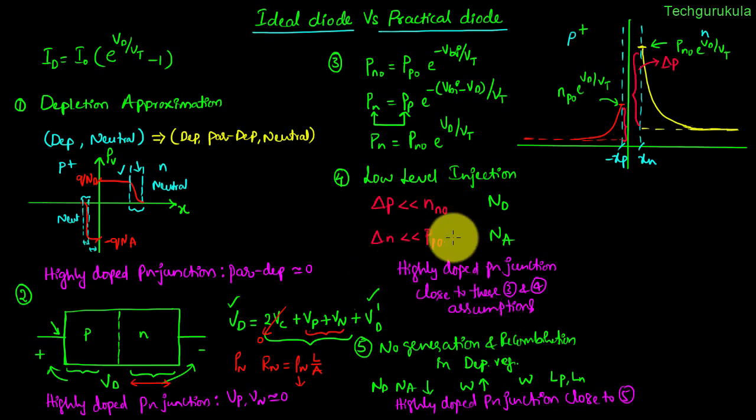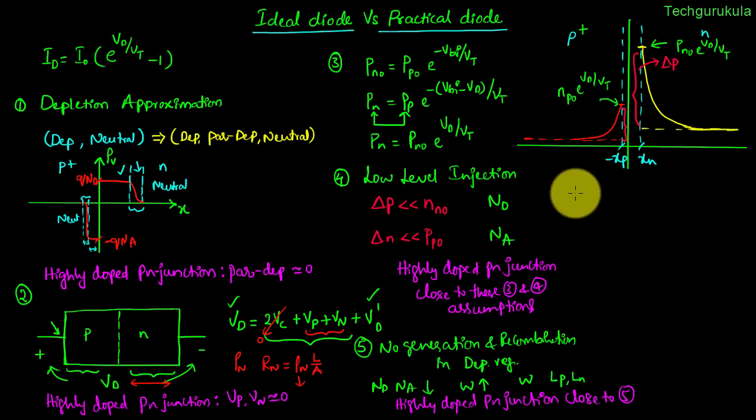And based on this fourth assumption, under low level injection, the current flowing would be small. When current flowing is small and resistance is also small, the voltage drops on P side and N side can be neglected. So bottom line, out of all this discussion, a highly doped PN junction diode would be very close to satisfying this ideal diode current equation.